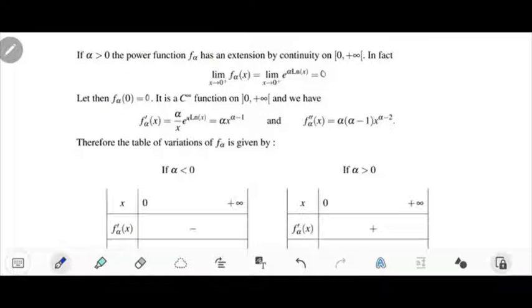Now, since this function contains ln of x, it is not defined for x equals 0, so it's only defined when x is strictly greater than 0. So we are extending the definition of the power functions we already know for rational powers to functions when the powers are irrational, but only when x is strictly greater than 0.